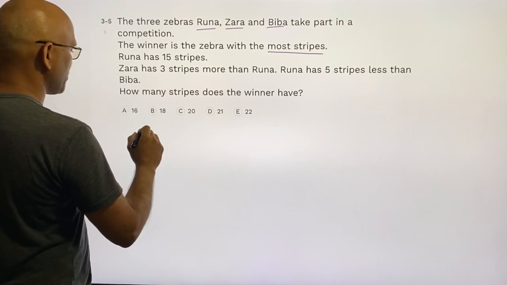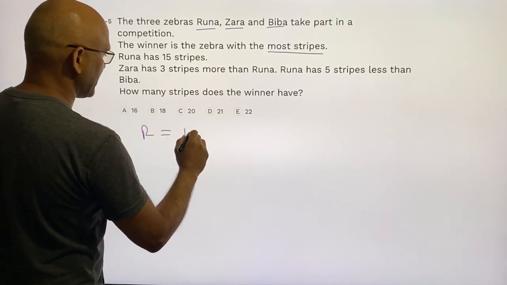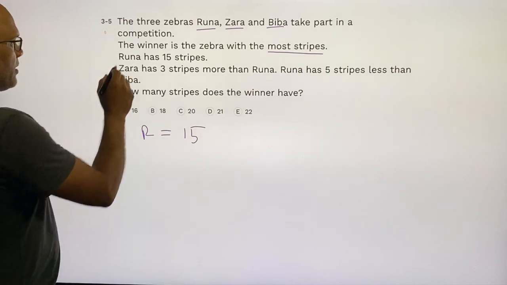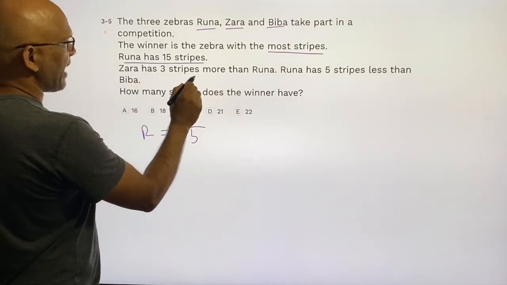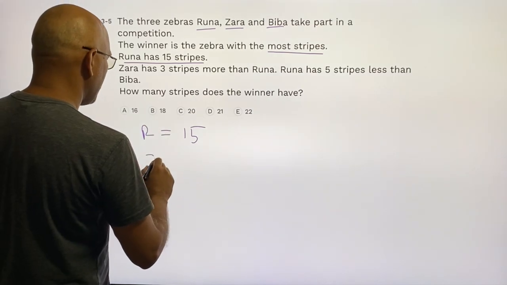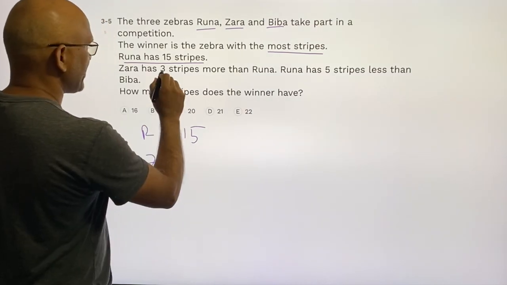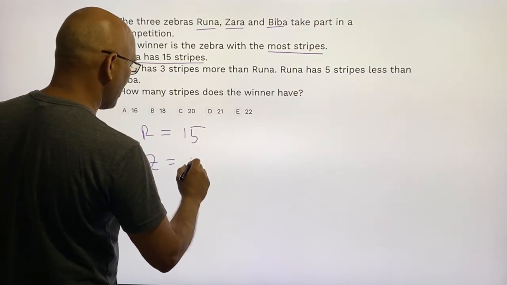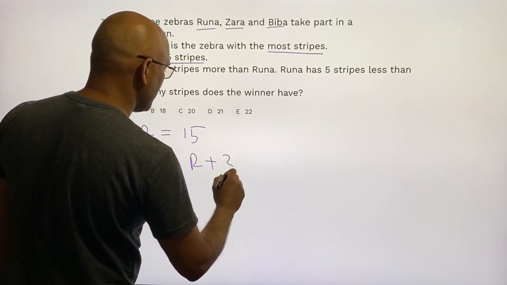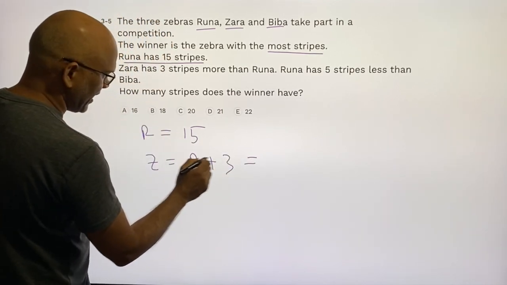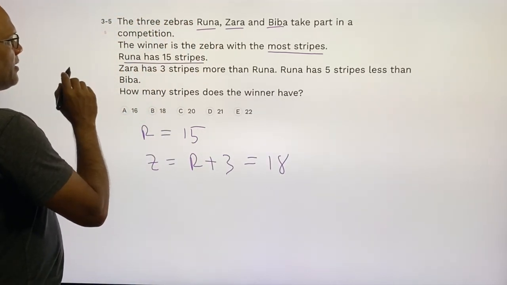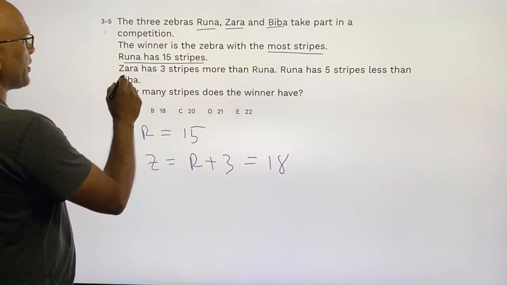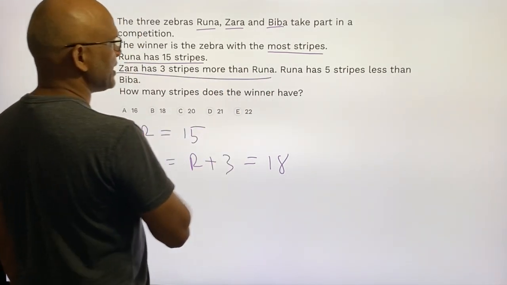Runa has 15, so R is equal to 15. Okay, so that is this. Zara has 3 stripes more than Runa. So Z is 3 stripes more than Runa. So whatever Runa has, plus 3. R is 15, plus 3 is 18. Right? Okay. I'm done with this.